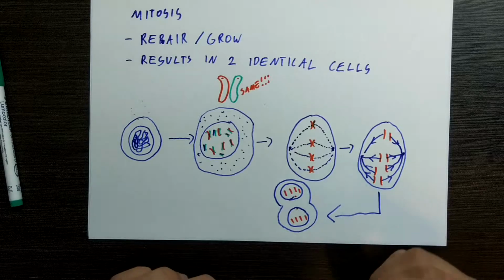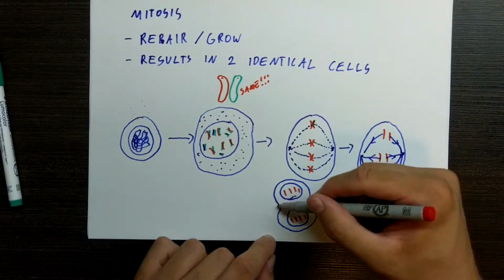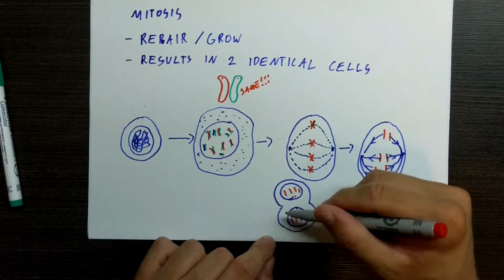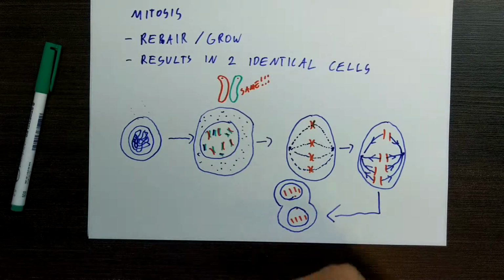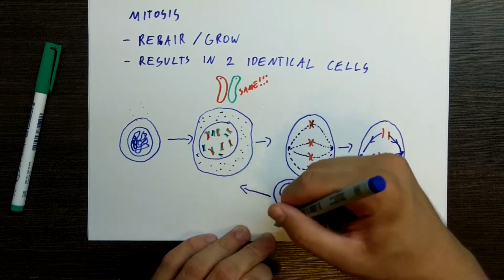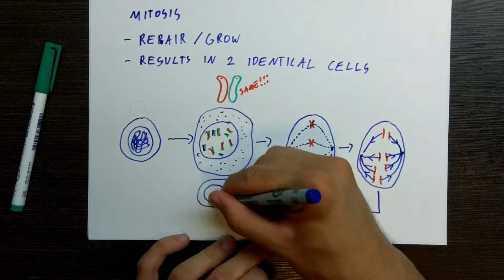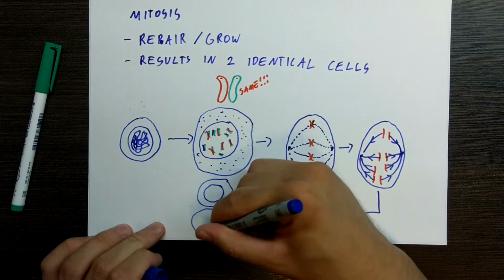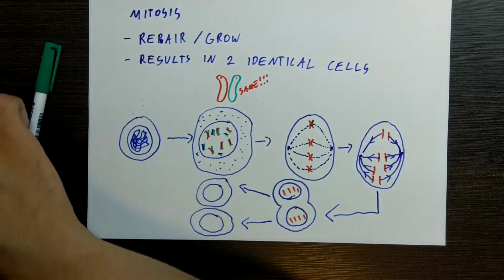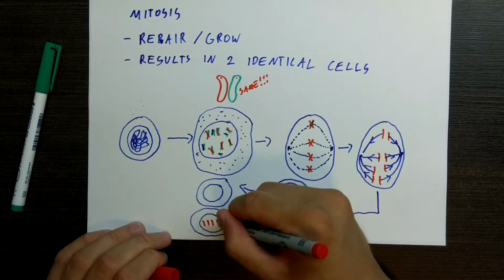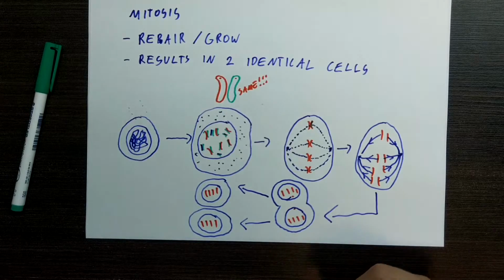Now, the final thing that needs to happen is, because now we split the nuclei, we just need to split the cytoplasm, the outside of the cell. We just need to finish splitting that. So these cells split, and now we have two completely independent cells that are identical to each other. They are identical. So let me just finish this off like this. So we have two independent cells that are identical to each other.